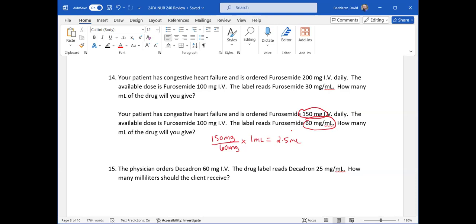Perfect. I think the thing that previous students got stumped on with this type of question is this right here, the furosemide. You just ignore it. It's extra information. It's just telling you on the label that the total is 100 milligrams, but it's actually 60 milligrams per milliliter.